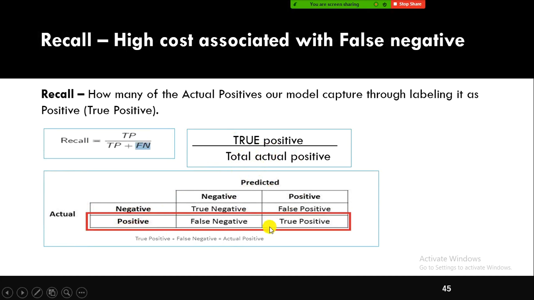If you look at the confusion matrix table, horizontally, this is the actual value. We are talking about the actual positives, right? So these two are positive only. Whether it is predicted negative or positive, both of them are actually positive. So out of the total positive, how many of them were actually positive? True positive divided by true positive plus false negative.